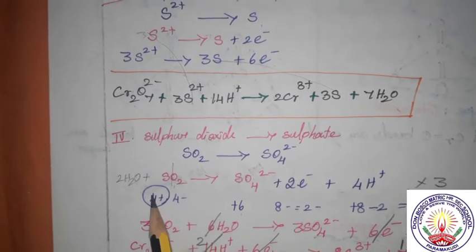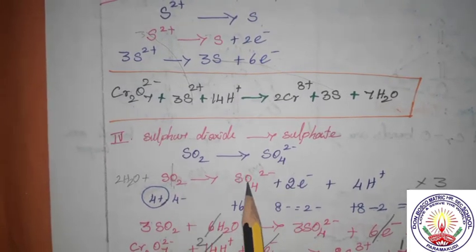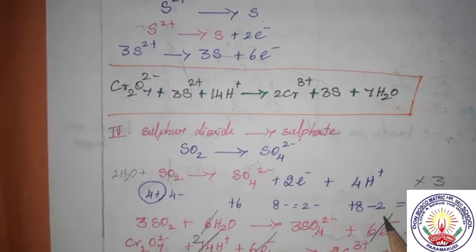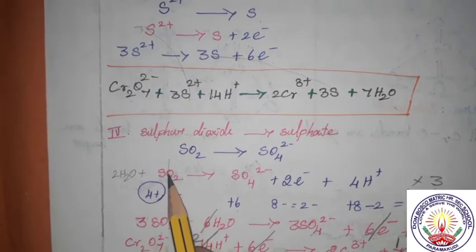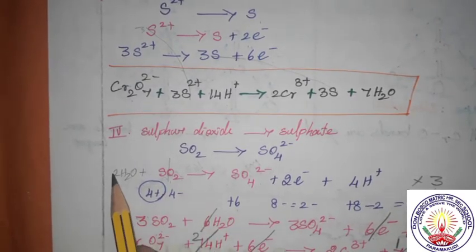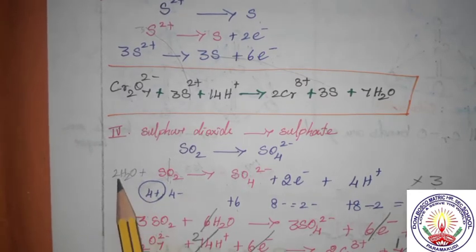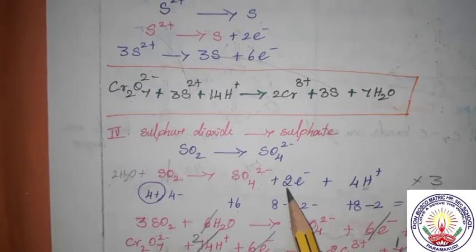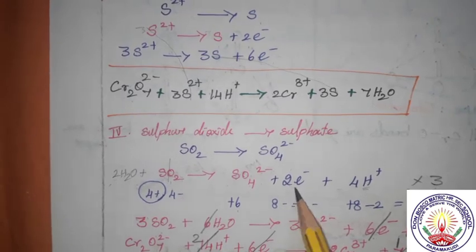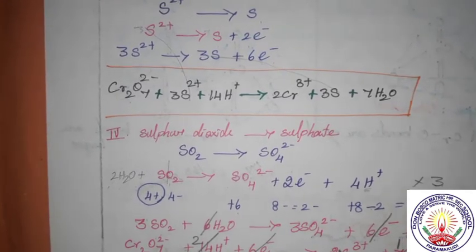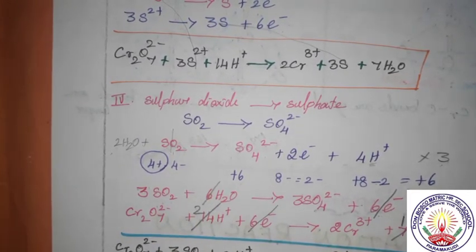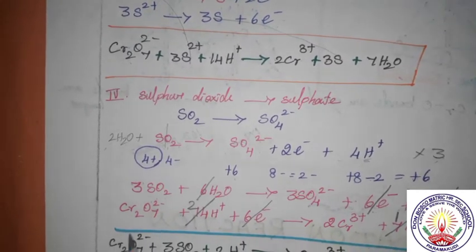Once again I will tell you this. This SO2 is changed into SO4 2-, and the electrons are 2, and we need to dissolve this SO2 in 2 molecules of water. When we dissolve this in 2 molecules of water, the hydrogen is 4, so we add here 4 hydrogen. Now in order to get 6 electrons we need to multiply this with 3. Everything will be multiplied with 3.